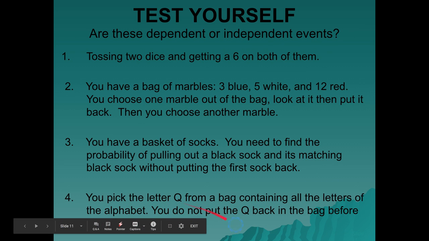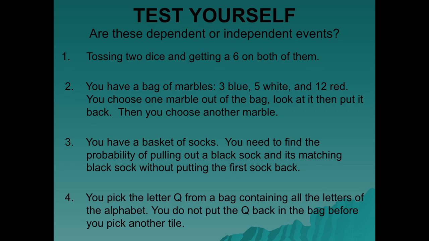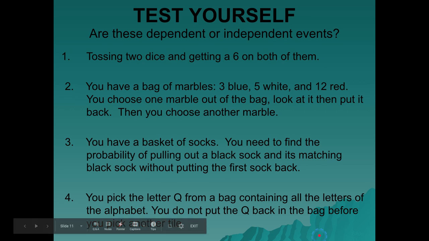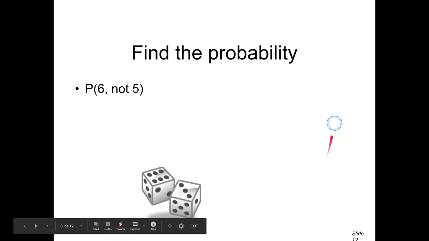And then what if you pick a letter Q from a bag containing all the letters of the alphabet? You do not put the Q back in the bag, therefore you pick another tile. So what is the probability of getting 2 Qs? No, you can't do that. It's 0, but they are dependent events.